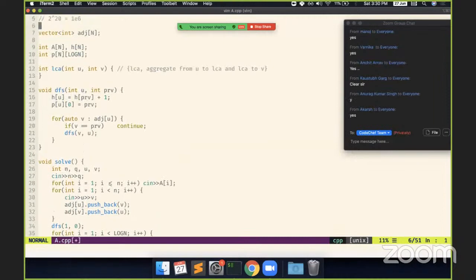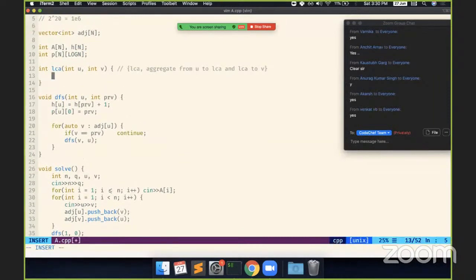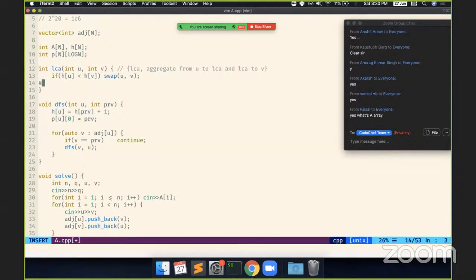Cool. So on the LCA array now, you first check, is my height greater than my neighbor's height? If yes, you swap them. Sorry, the reverse. So after this, for sure, HU is greater than or equal to HV.